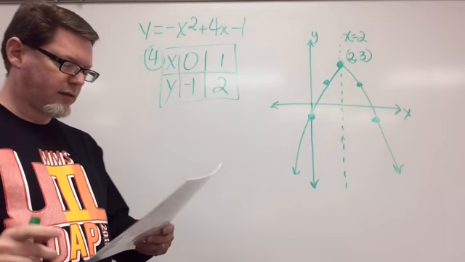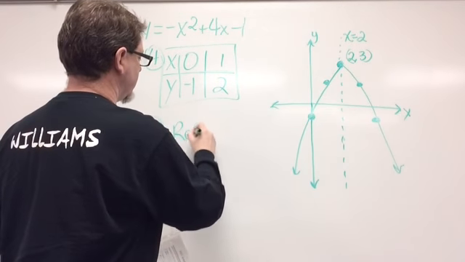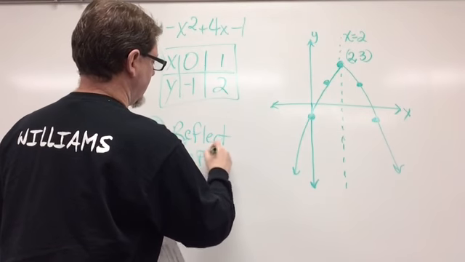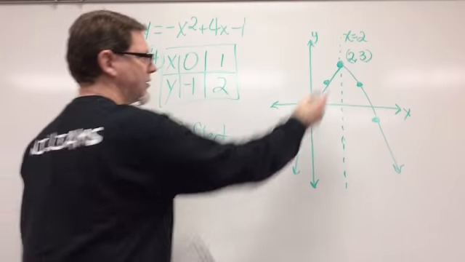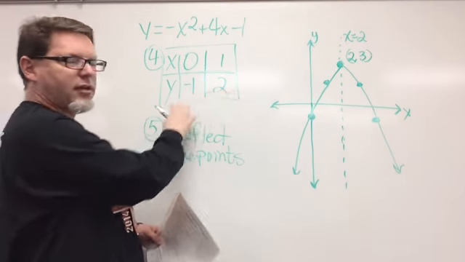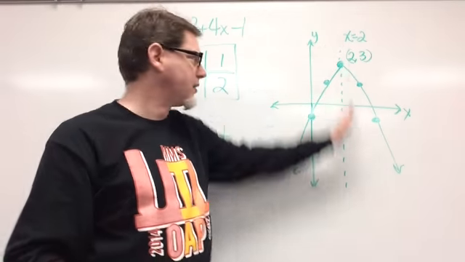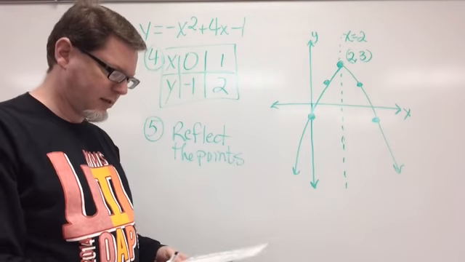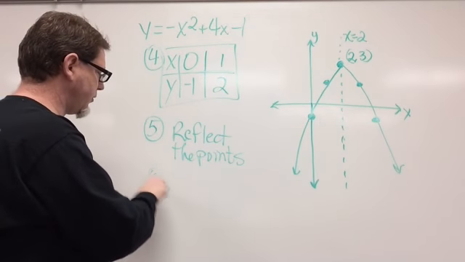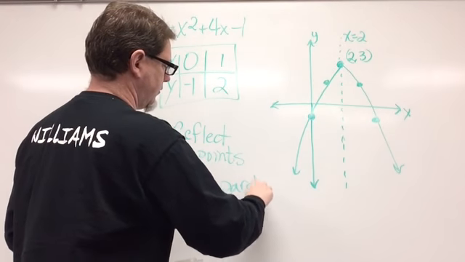And the next thing, that was number 5. Reflect the points. And I just reflected them across my axis of symmetry. So I could create a table with all those points in it, but I don't have to, because I can let the axis of symmetry help me dictate what's going on there. And number 6 was to draw the parabola, which we have done.